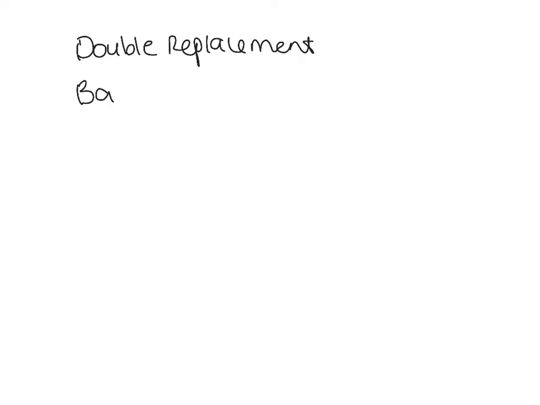Now barium has a +2, chlorine has a -1, so when you write the formula you have to make sure you have 2 chlorines. Plus we're going to do Na2SO4, which is sodium sulfate. I'm going to walk you through how to predict this.